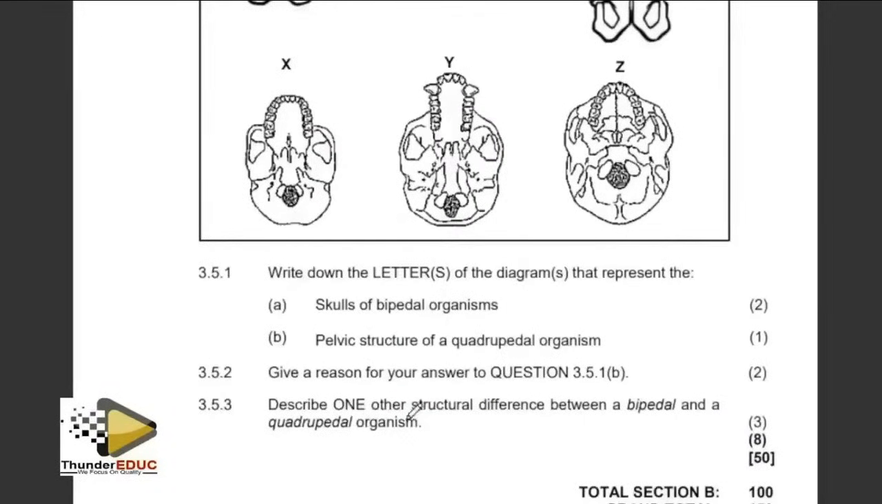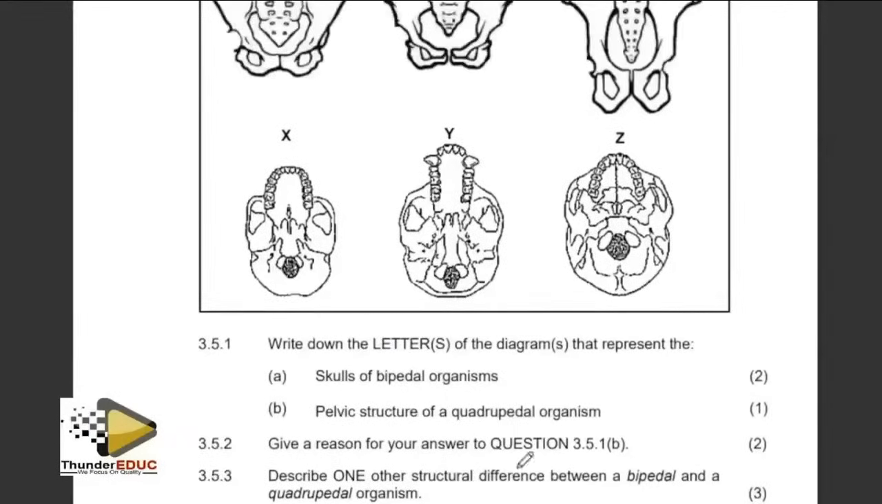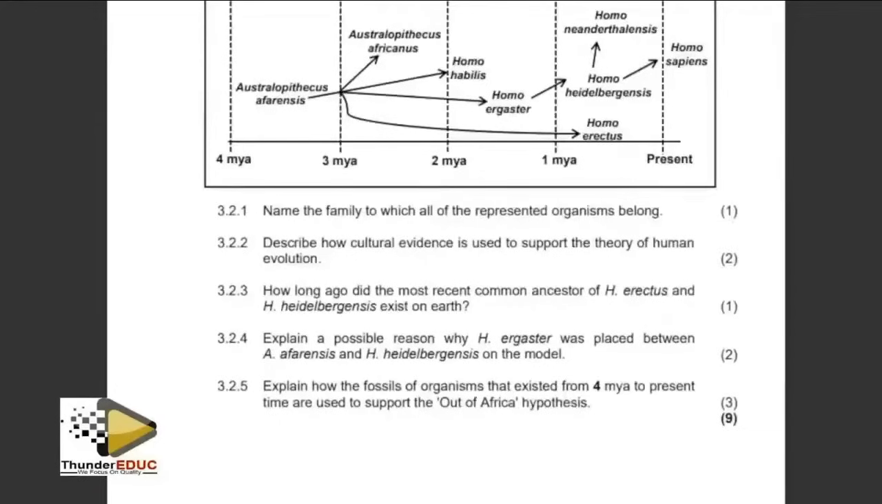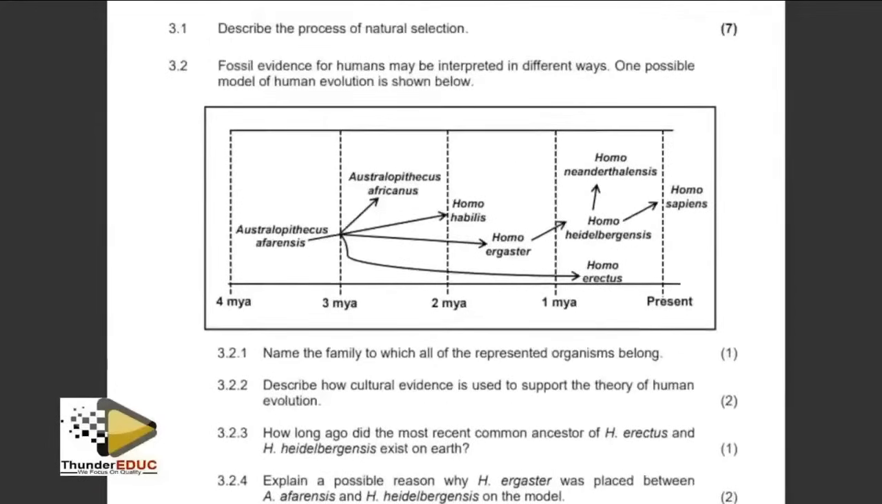Describe one other structural difference in bipedal and quadrupedal. You can talk about the pelvic girdle. I gave the difference: short and wide, and the factors which affect that. You have this now because I tried to explain it. Okay, let me use this. I'm going to tell you all the questions which can come here.